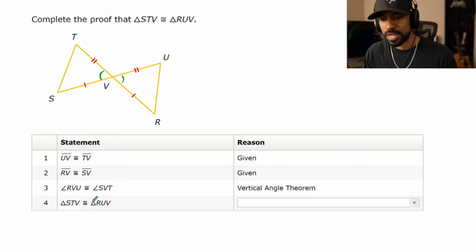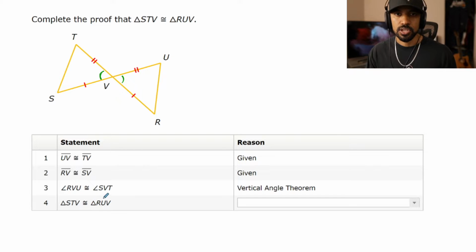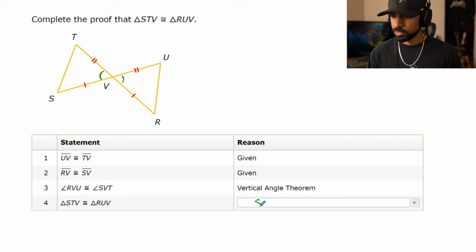You might be in disagreement with how they ordered their letters to start with. You might want to say SVT. That's really up to you. But however you start one, the other has to fall in correspondence based on the ordering of the first one. Anyway, here's another side angle side right here, and I'll go ahead and move on with that one.